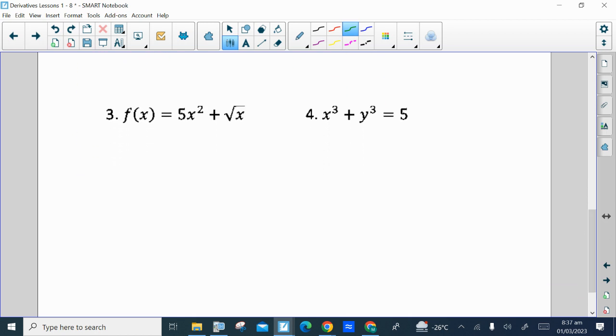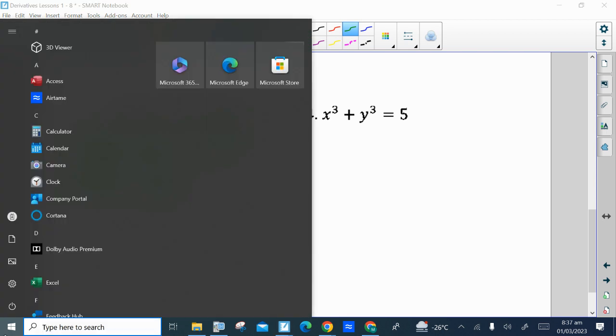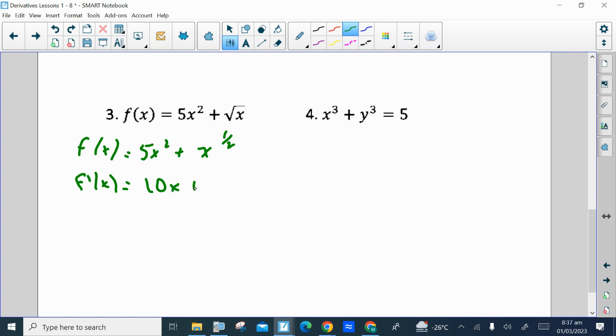Question number 3, like we've done before, we start by making sure that every term is written as a power. So root x is x to the half. And then we will differentiate. The first derivative would be 10x plus 1/2 x to the negative a half.